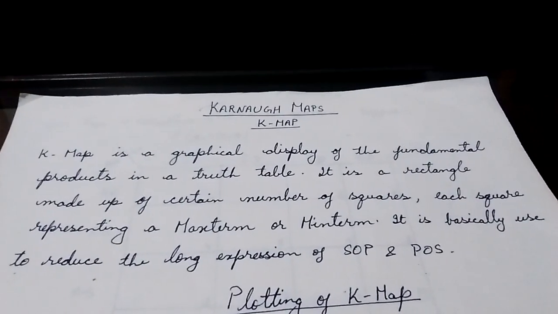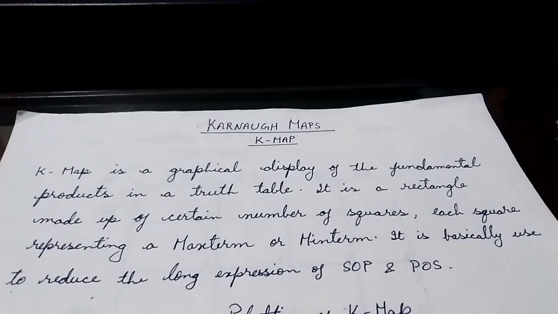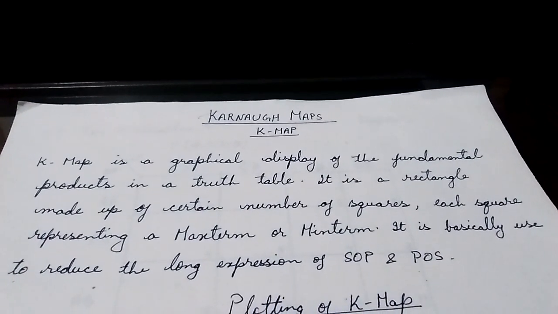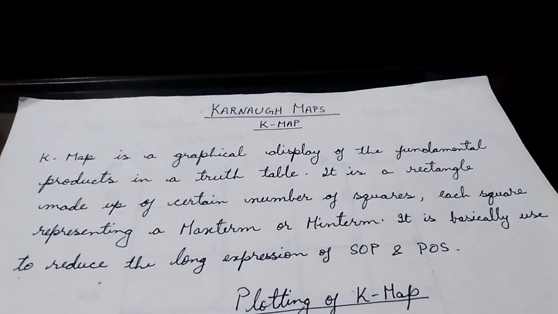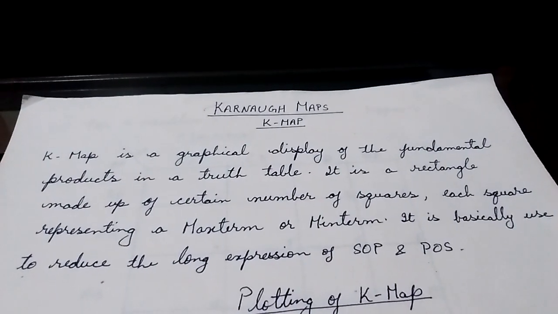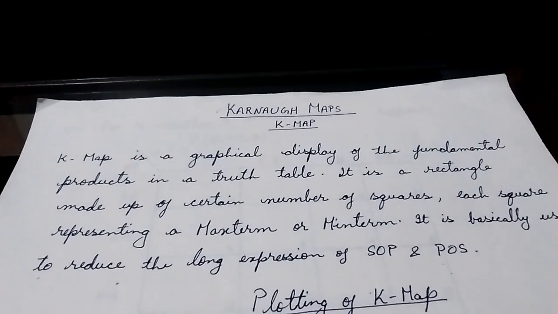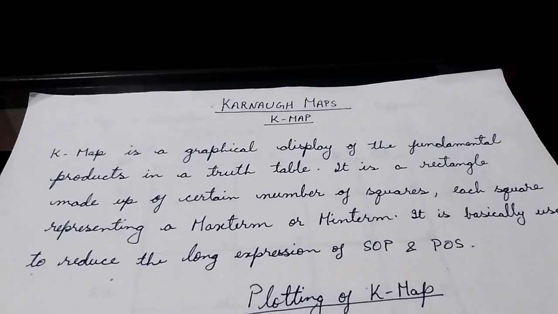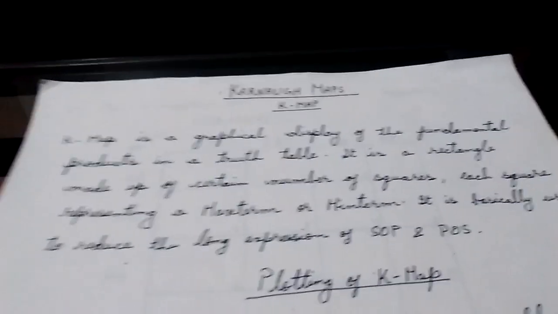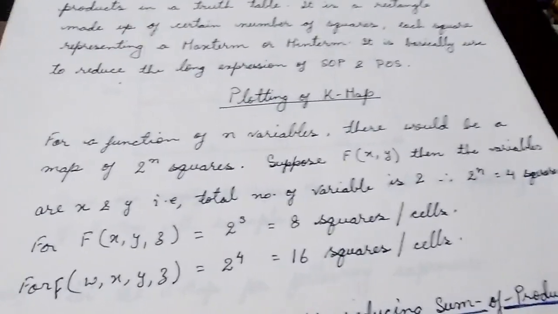K map is a graphical display of fundamental products in a truth table. It is a rectangle made up of certain number of squares, each square representing a max term or min term. It is basically used to reduce the long expression of SOP or POS. It means the Karnaugh map can be plotted for sum of product and product of sum both. Let us learn how to start plotting of K map.